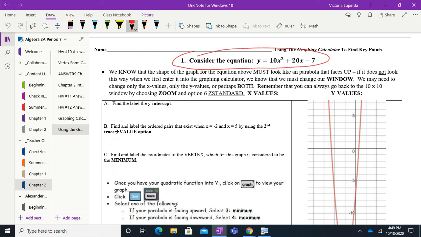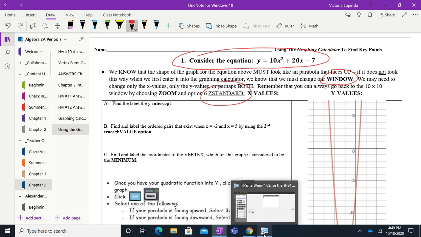If you go to plug this into your graphing calculator and it does not look the way you expect it to look, it either means you entered it incorrectly, or it means that you have to change something called the window. The window is exactly how many x's and how many y's the calculator shows you at any given time. There is something called the standard window, which is a 10 by 10. That goes from x equals negative 10 to x equals positive 10, and from y equals negative 10 to y equals positive 10. Sometimes that's a good enough picture, but oftentimes you'll have to change the x's, or the y's, or sometimes both.